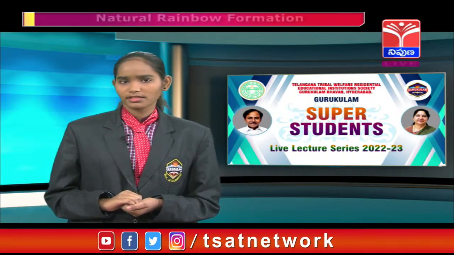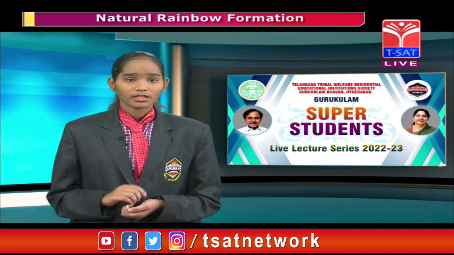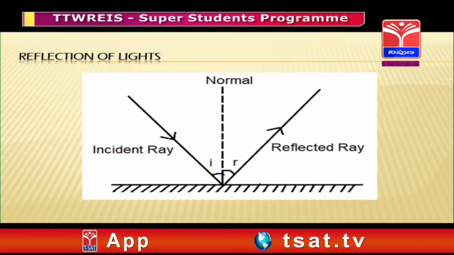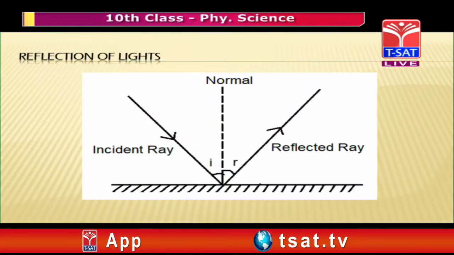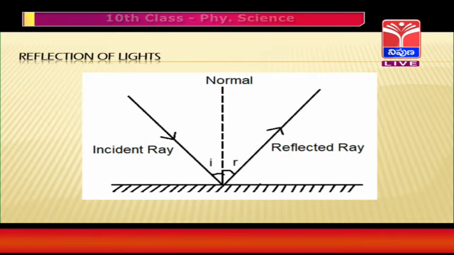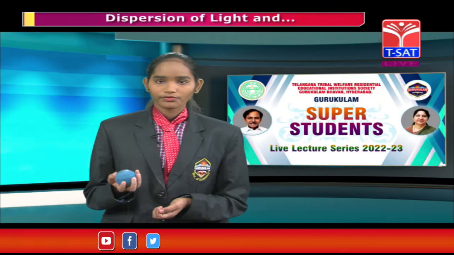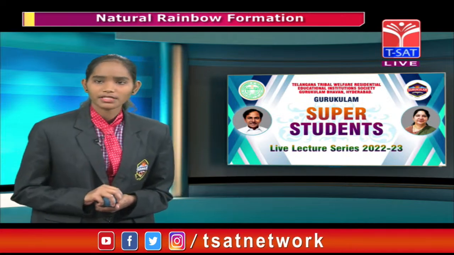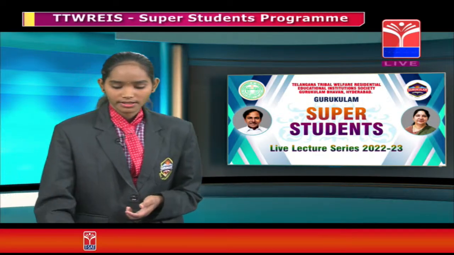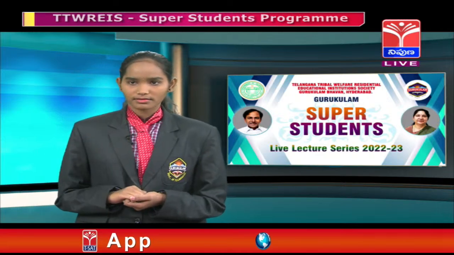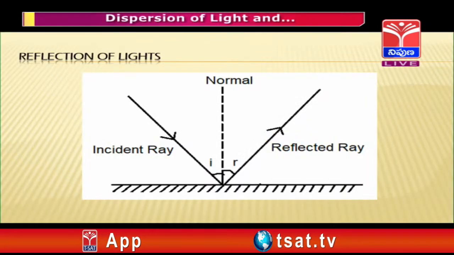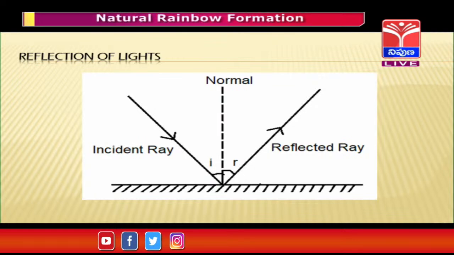So now let's see what is reflection. Reflection is nothing but the rebouncing back of light into the same media. For example, this is your ball. When I hit the ball on the ground, what will you observe? Yes, it rebounces. In the same way, when a light ray falls on an opaque material, it reflects back into the same media.